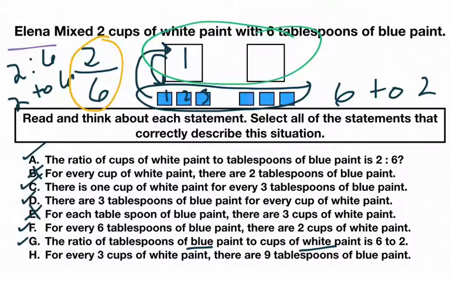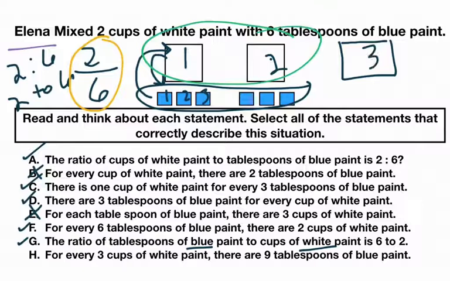And then H says for every 3 cups of white paint. So let me erase out here to get a little space. So if we had 3 cups of white paint, I would need another one to give us 3, because there's 1, there's 2, and there's 3. There would be 9 tablespoons of blue paint. I think that works, because if I have another cup of white, I need the other 3 to match up, and that's going to get me 9 total.